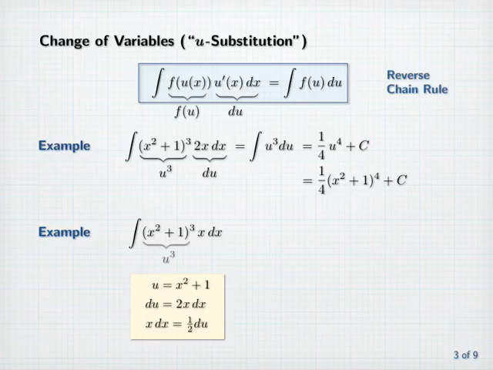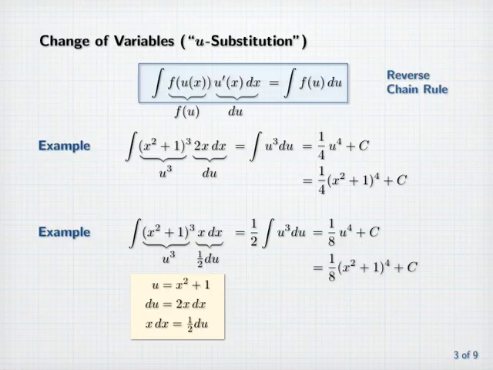So our integral becomes the integral of u cubed times 1/2 du. We can pull the 1/2 factor out front of the integral, integrate to get 1/8 of u to the 4th plus c, and then replace u with x squared plus 1 for our final answer. Now let's look at some more examples.